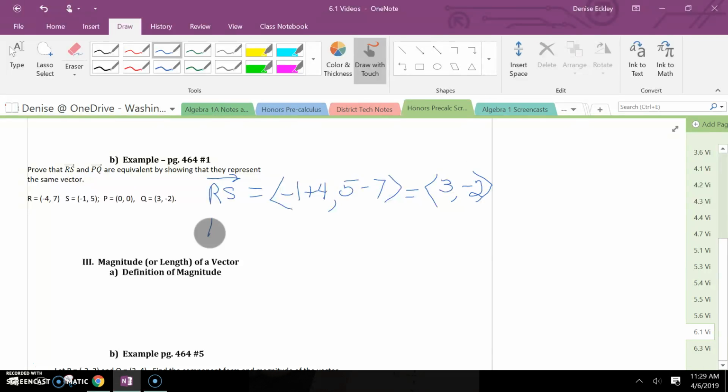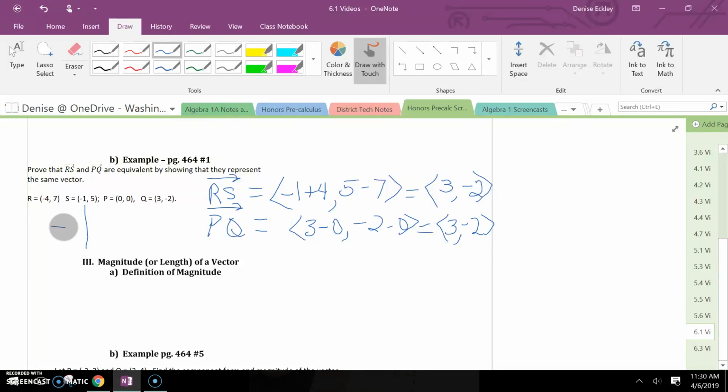And then PQ is the vector 3 minus 0, and then -2 minus 0, which is 3, -2. So we can see that they are the same length because they have the same components. You also just want to do a quick sketch to make sure that they are in the same direction.